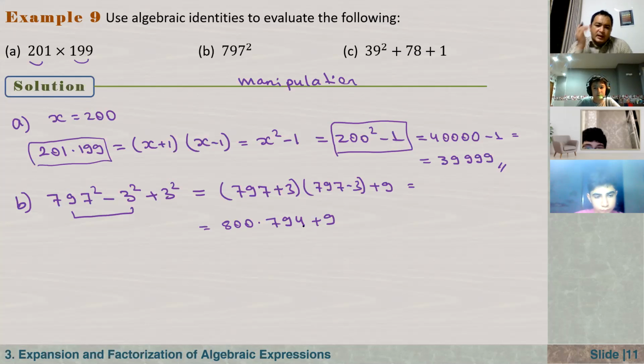Imran, what do you think? I can evaluate this, but it takes a bit of time, right? Multiplying 794 by 8, it's a bit long calculation. We can do x minus 3 to the power of 2. What is x? x is 800. Ah, good. Okay, let's just use this method.